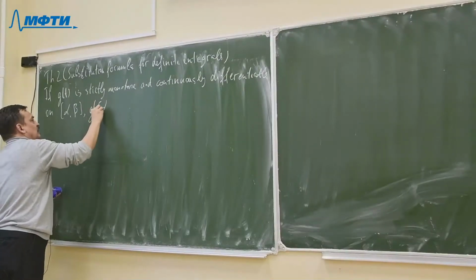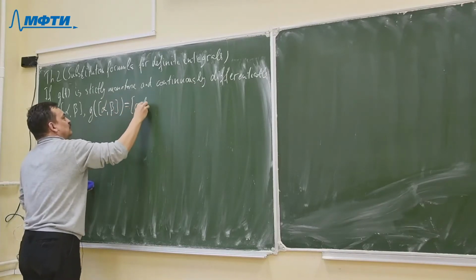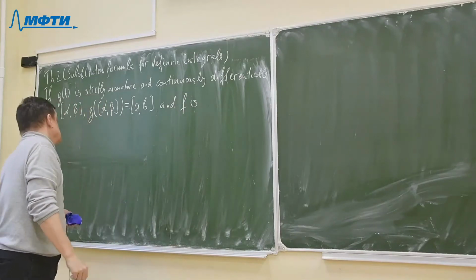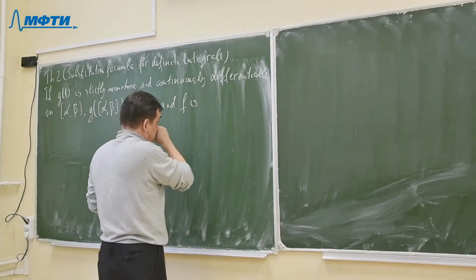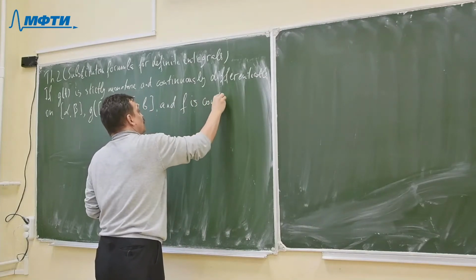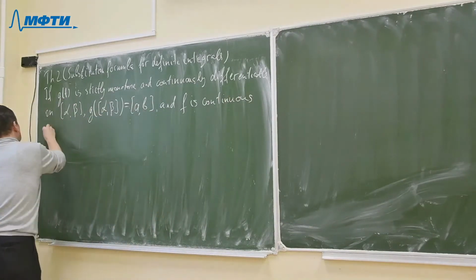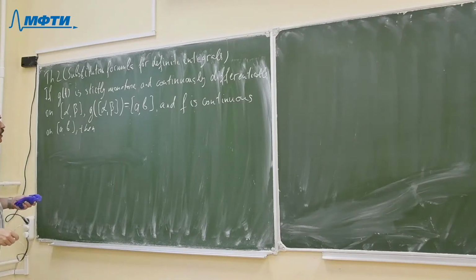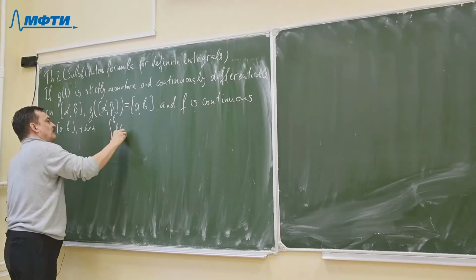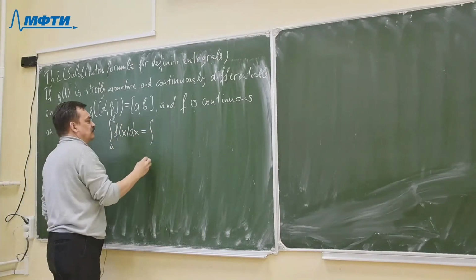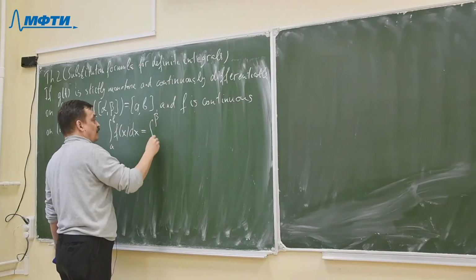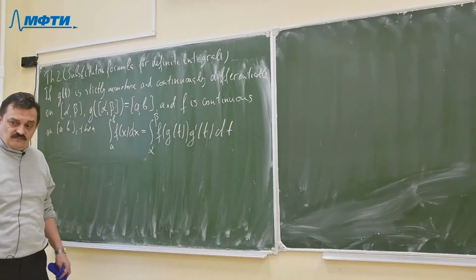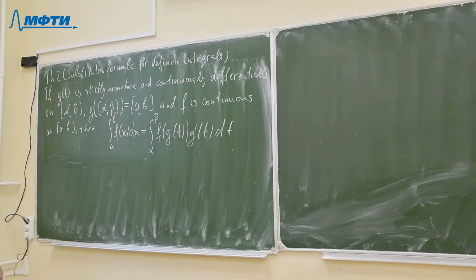g of alpha beta equals [a, b], and f is continuous on [a, b]. Then the integral from a to b of f(x) dx equals the integral from alpha to beta of f(g(t)) g'(t) dt. Proof.